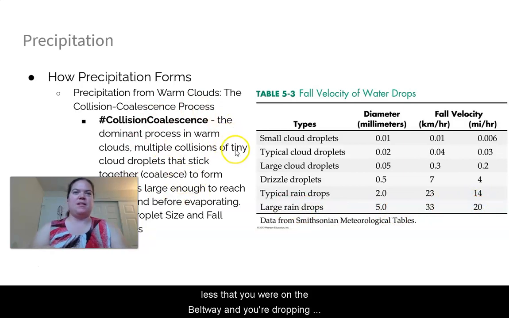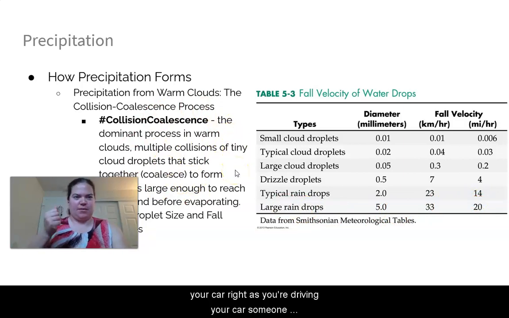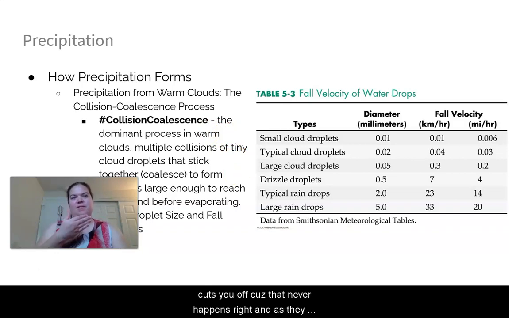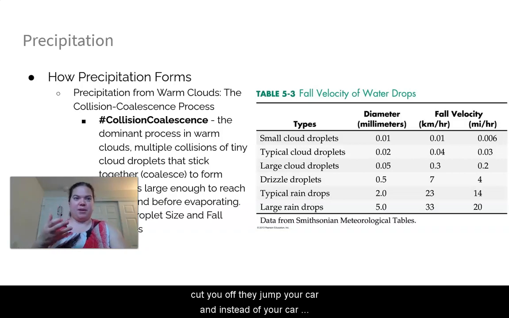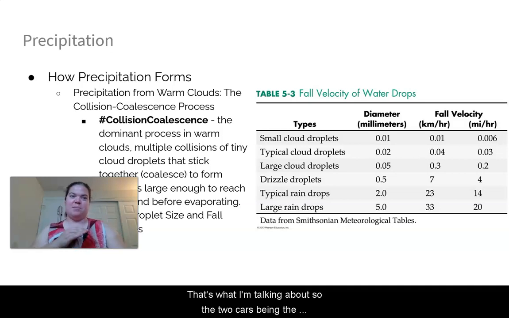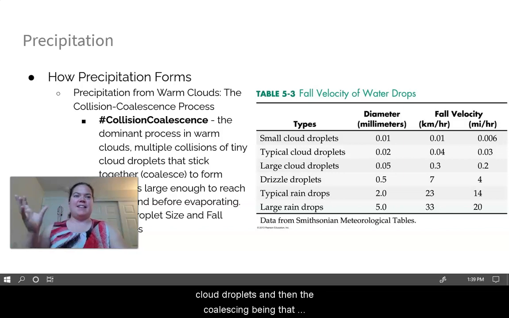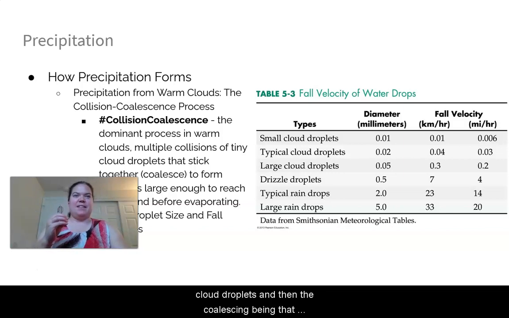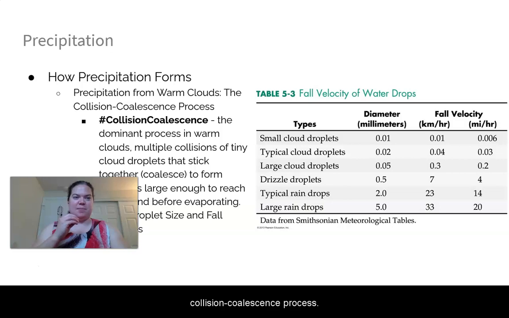So the way I explain this is, let's say you are on the beltway and you're driving your car, right? And as you're driving your car, someone cuts you off, because that never happens, right? And as they cut you off, they bump your car, and instead of your car bumping off and skidding off in a different direction, your two cars then coalesce together and become one car. That's what I'm talking about. So the two cars being the cloud droplets, and then the coalescing being that collision-coalescence process.